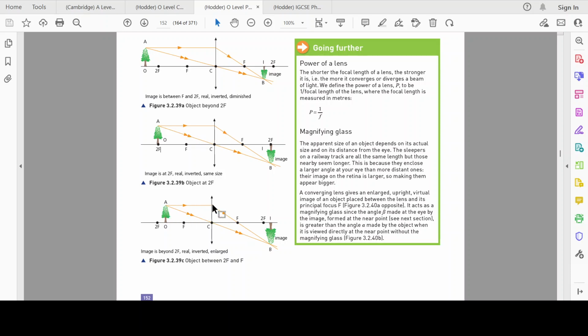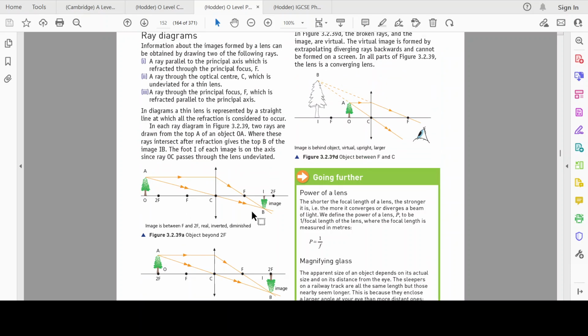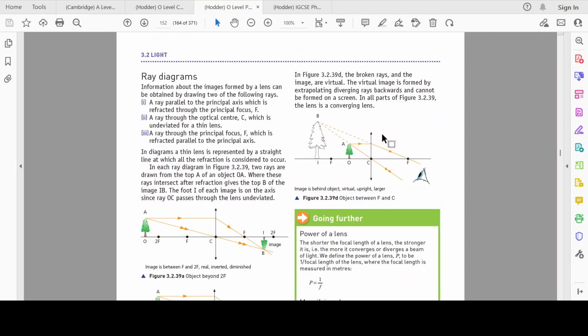A line parallel to the principal axis going through the lens, refracting through the principal focus, and a line going directly through the optical center, and wherever they converge, you can see that a larger image is forming. And then you've got this scenario where perhaps the object is either too close, or it is a diverging lens, whatever the case is.